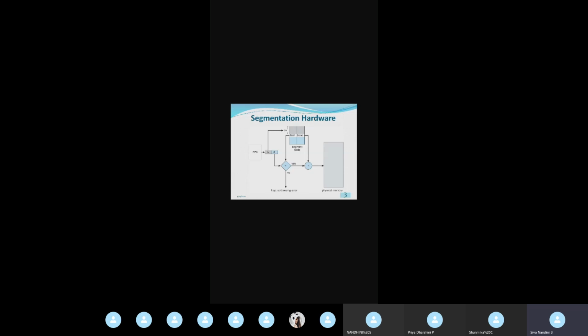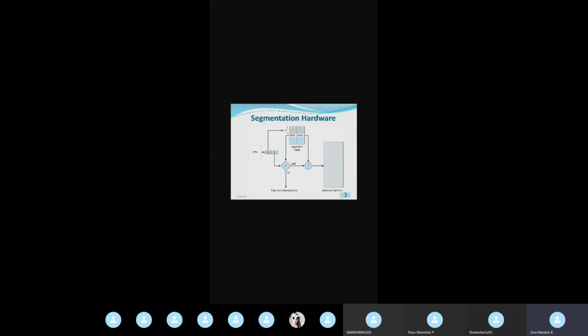First, I will take the positive case. That is, I am considering the offset as 4 itself. The offset value 4 is compared with the limit register content 50. So 4 is less than 50, and the condition is satisfied. Then what happens? Since the condition is yes, the base register value will be added to that offset value.